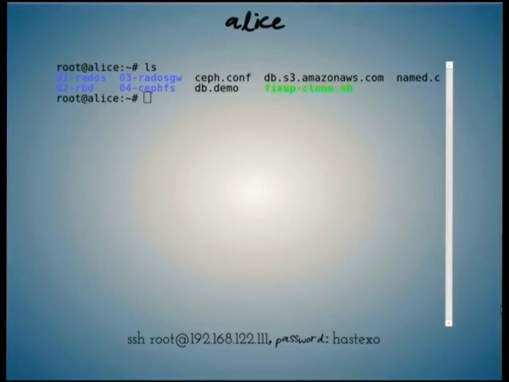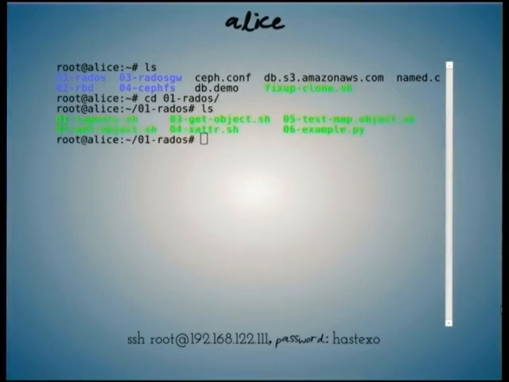And they're named 01 Rados, 02 RBD, 03 Rados Gateway, and 04 CephFS. And that's exactly the order in which we're going to do them. So we're going to start with Rados. And the first thing that we can do is get a list of the Rados pools in here.